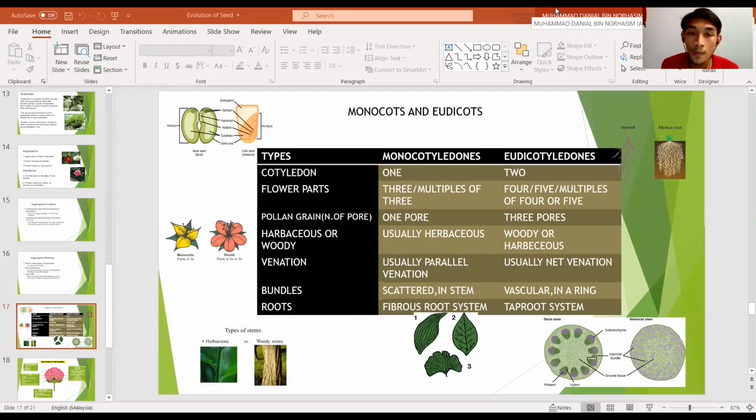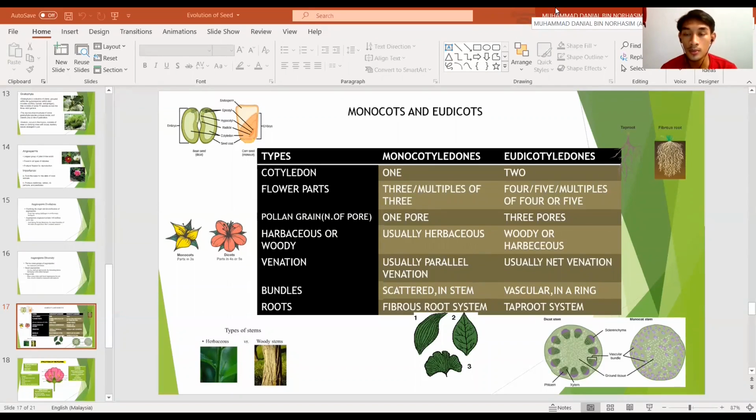So for Eudicotyledons, they have two cotyledons. Next, they have 4, 5, or multiples of 4 or 5 flower parts. Eudicotyledons also have 3 pores in their pollen grain, and Eudicotyledon plants are usually woody or herbaceous plants. For the venation, Eudicotyledons usually have net venation. And next, Eudicotyledons also have vascular bundles in a ring and a taproot system for their roots.